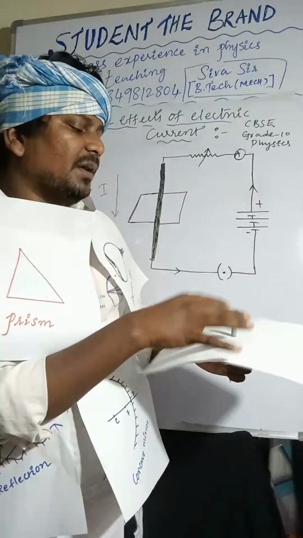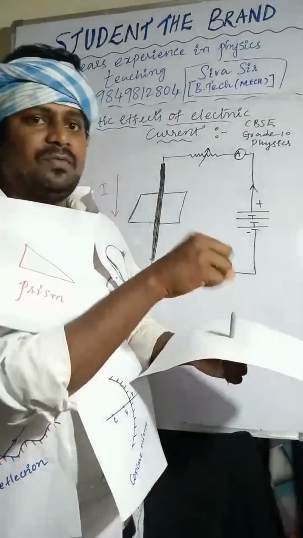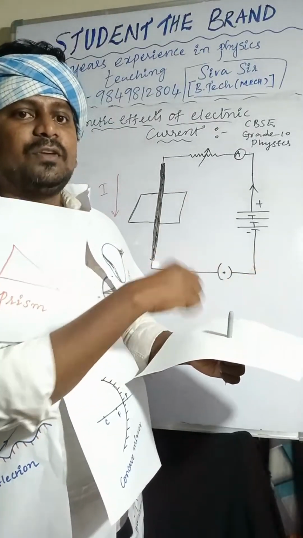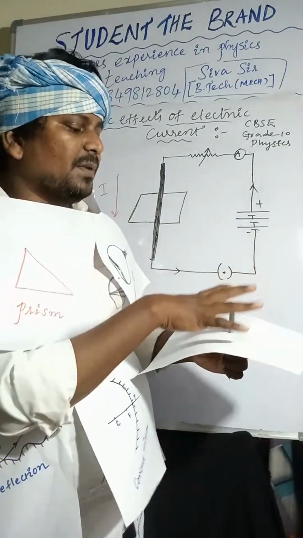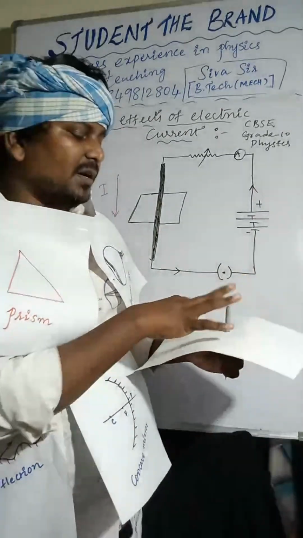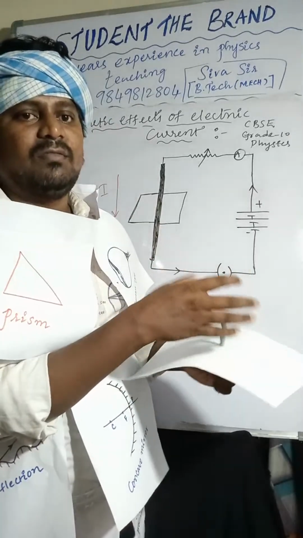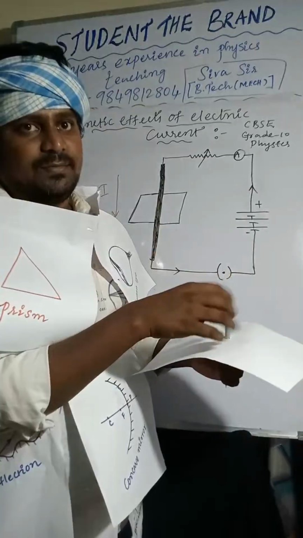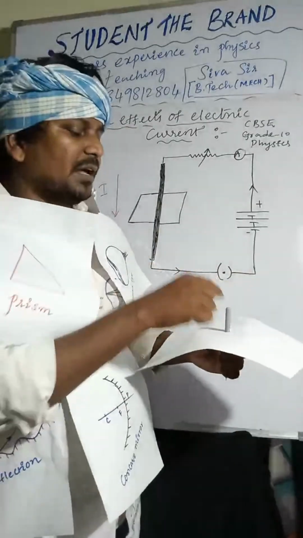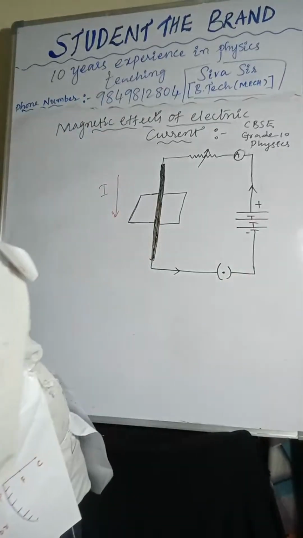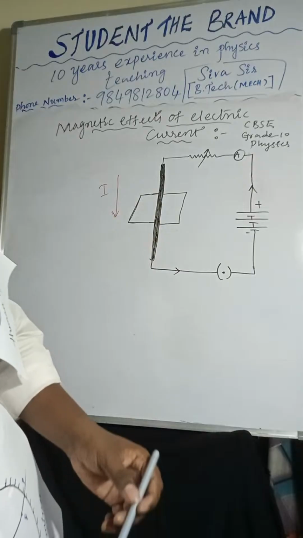So here I am taking a conductor in which current is passing. Around this one, if you sprinkle the iron particles, the magnetic field in the form of concentric circles will form around the conductor. Right? Yes. So now you can consider.